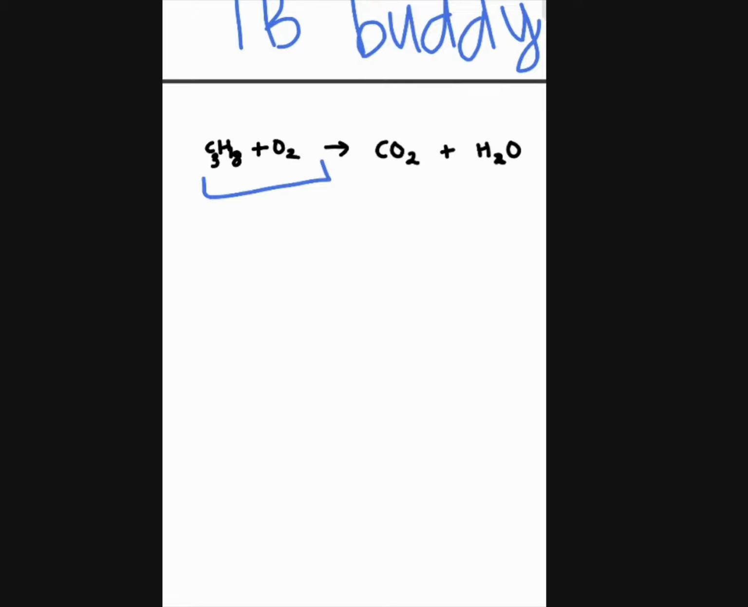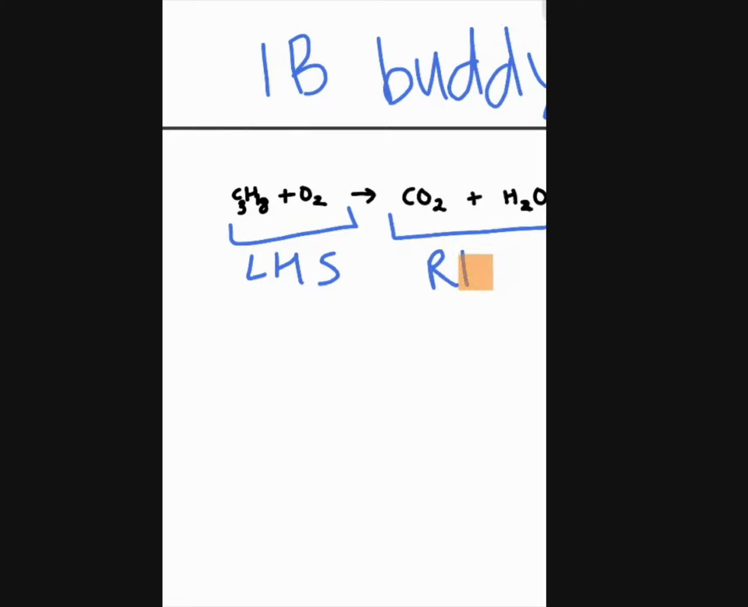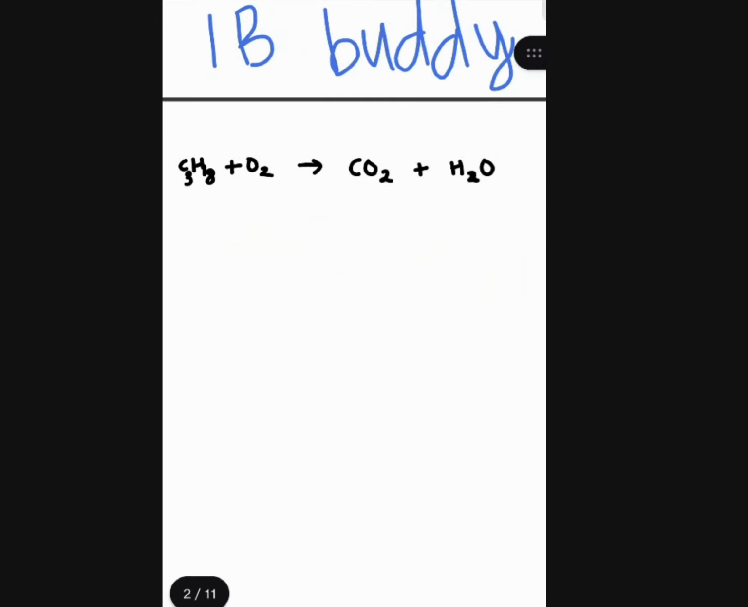This part of the equation on the left side of the arrow is called the LHS of the equation, and this is the RHS, and this is how I will be referring to these in this video. So I hope you understand this side of the equation is the LHS and this side is the RHS. Alright, now let's get started. Let me quickly get rid of this. Let's get started to balance this equation.